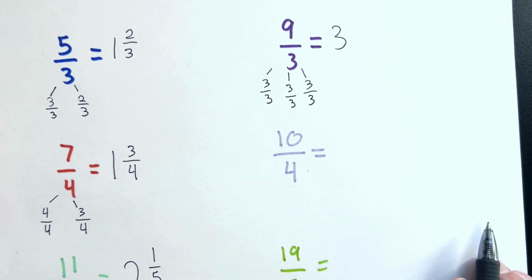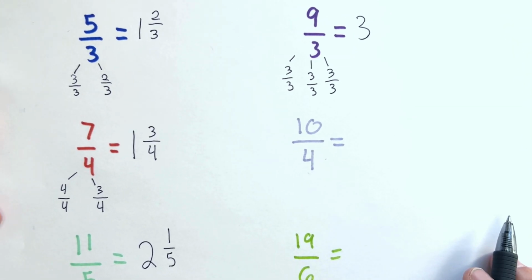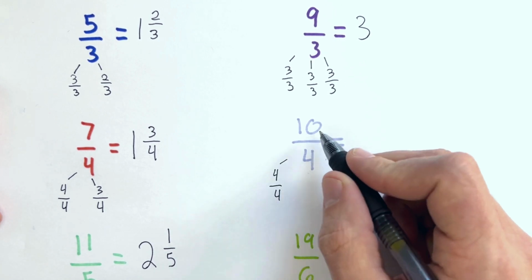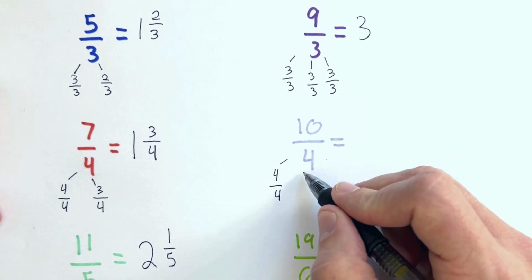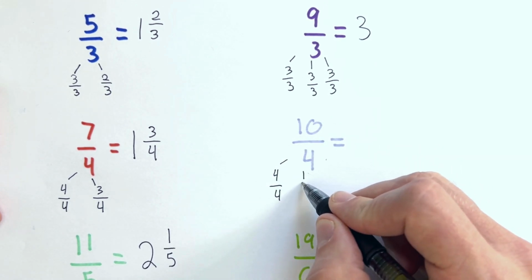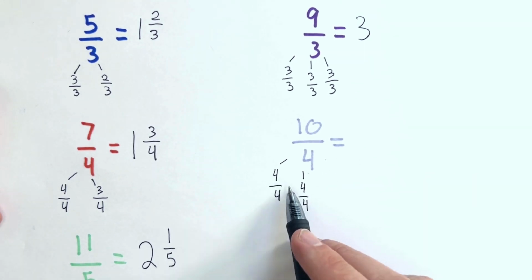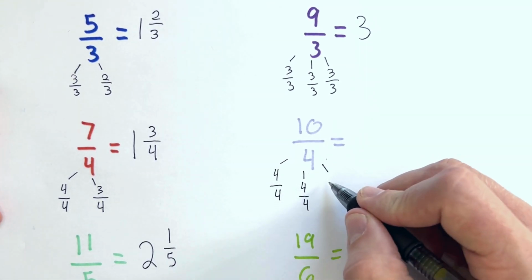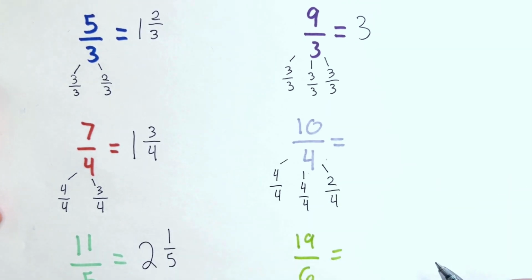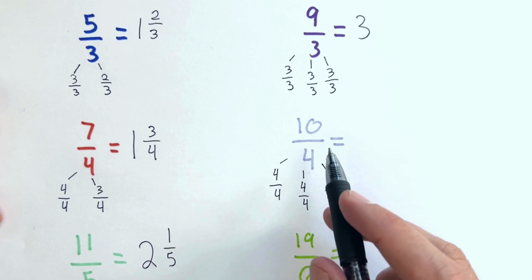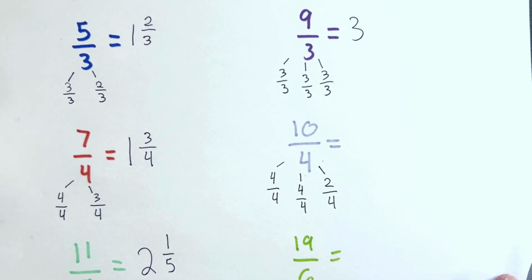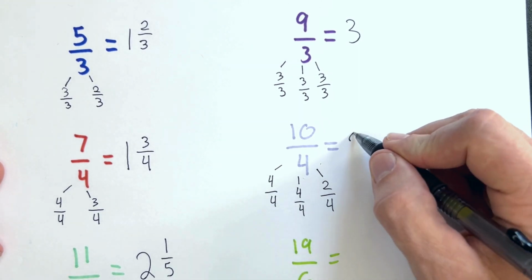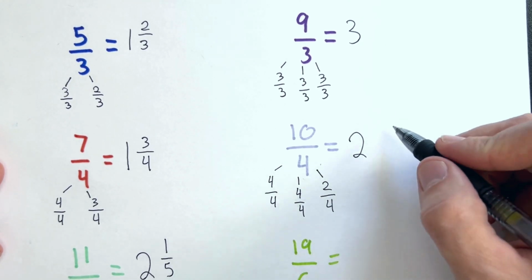Let's take a look at 10 over 4. Let's start by taking out our groups of 4 over 4. That would leave 6 over 4. I can take out another group of 4 over 4. 4 plus 4 would be 8. Then I can take out a group of 2 over 4. See how they all add back up? My numerators add back up to the top number. So I have 1, 2. 2 would be my whole number, and then I have 2 fourths left over.